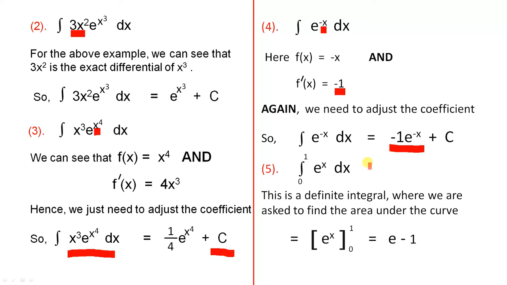Now, number 5 is a definite integral. Of course, you have the limits here. So this is a definite integral where we are asked to find the area under the curve. So when we integrate e to the x, we get e to the x from 0 to 1. You substitute 1 in, that gives you e minus e to the 0. Now e to the 0 is 1, so it's just e minus 1. So that's the answer.